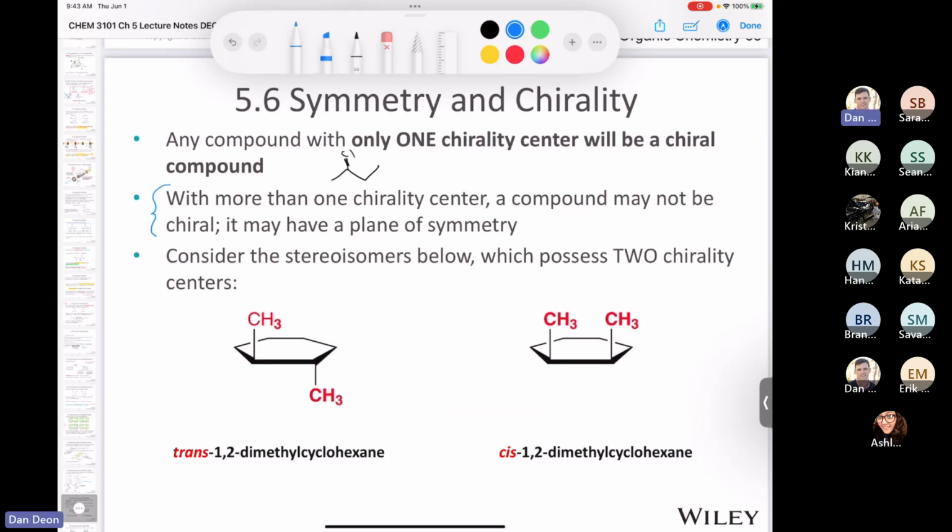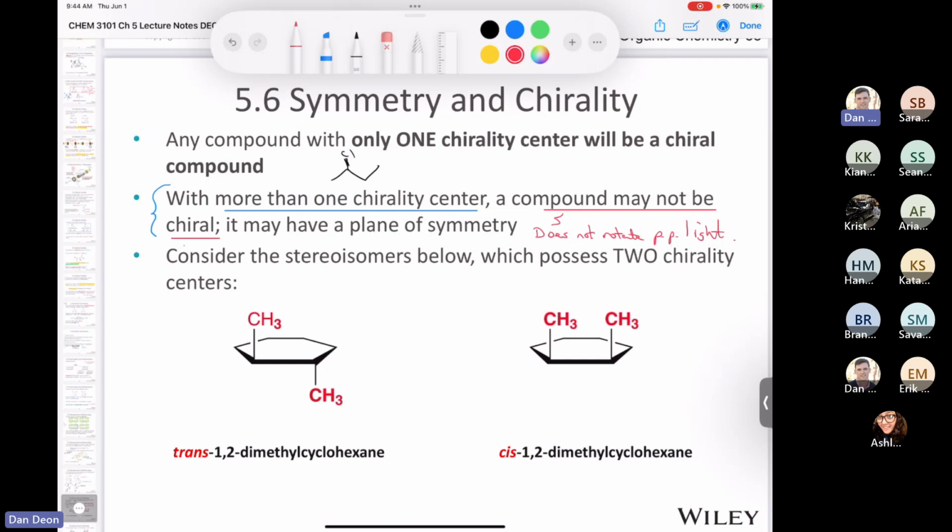With more than one chirality center, a compound may or may not be chiral. It may have a plane of symmetry. So read very carefully; this is fine print. It does have chiral centers in the molecule, but the compound may not be chiral. So even though the molecule has chiral centers in it, it does not rotate plane polarized light. It has no optical rotation.